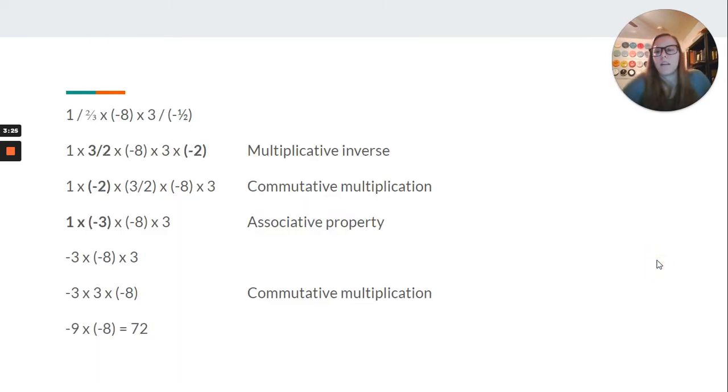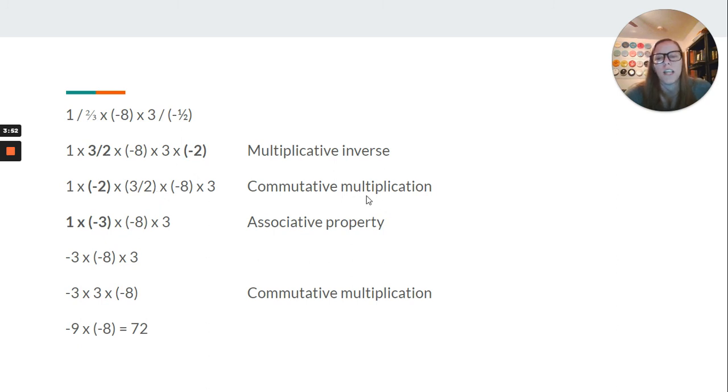So let's look at one example here. We're going to work through it. Our original equation is 1 divided by 2/3 times negative 8 times 3 divided by negative 1/2. First we have the multiplicative inverse. So we flip 2 over 3 and negative 1 over 2. So we have 1 times 3/2 times negative 8 times 3 times negative 2.